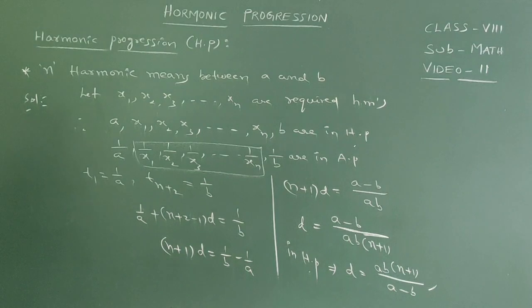In AP, a plus n minus 1 into d equals 1 by b. Here n means n plus 2, a means 1 by a. That's why 1 by a plus n plus 2 minus 1 into d equals 1 by b. Here n plus 1 into d equals 1 by b minus 1 by a. So n plus 1 into d equals a minus b by ab. d equals a minus b by ab into n plus 1. Here we require the difference in HP, that is ab of n plus 1 by a minus b.